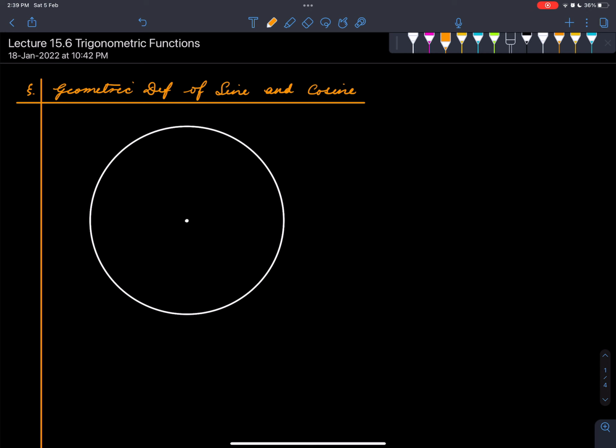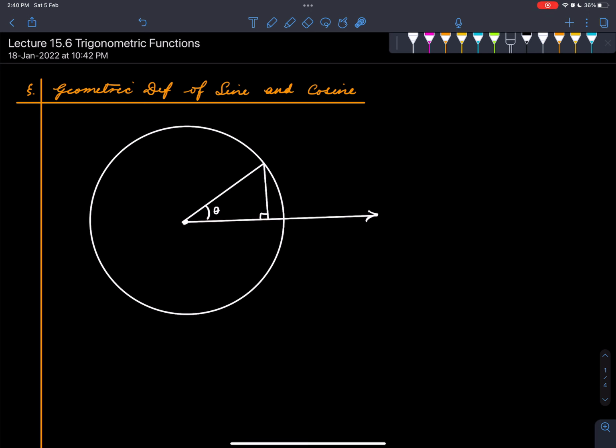So what we do is we take the unit circle. So the radius is 1 and this is the x-axis. Suppose I have some angle theta. What is sine of theta? Sine of theta is defined as the length of the perpendicular. This thing is defined as sine theta and this thing is defined as cos theta. So for any angle theta you can define it.